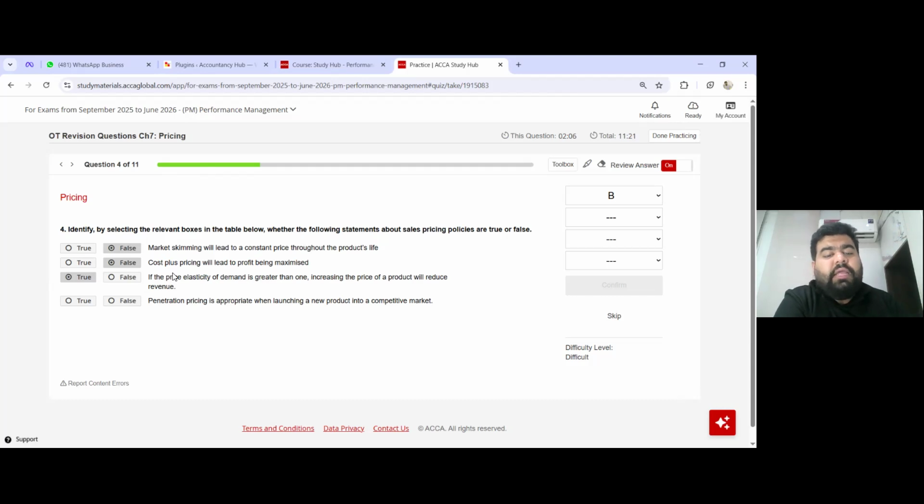If you are increasing the price, your revenue will be reduced because your quantity will fall by a larger percentage as compared to the percentage increase in price. So it is true. Penetration pricing is appropriate when launching a new product in a competitive market. Yes, you can say it's true.